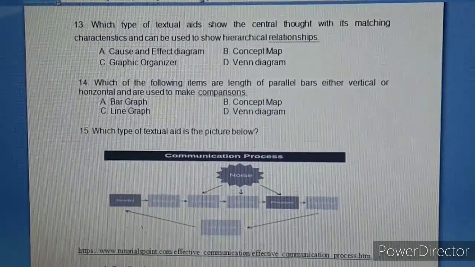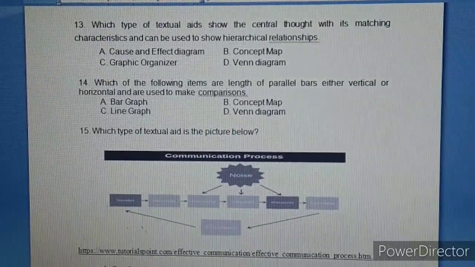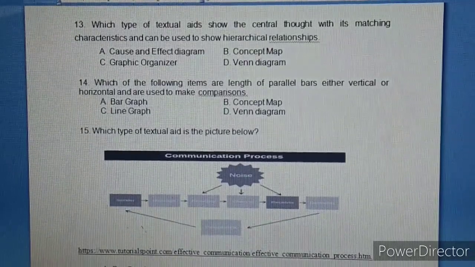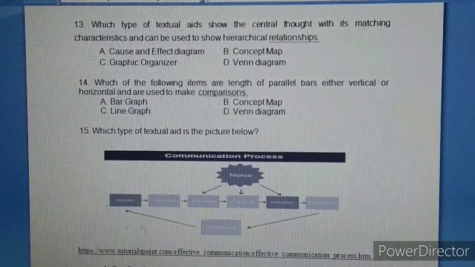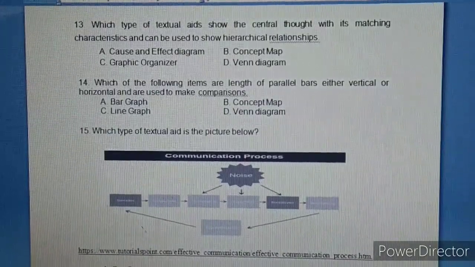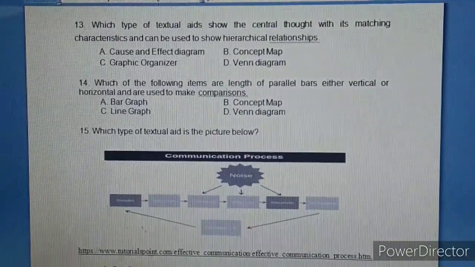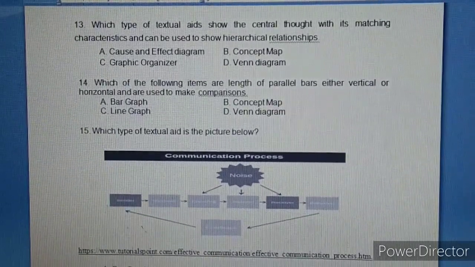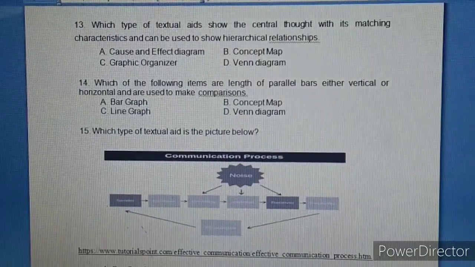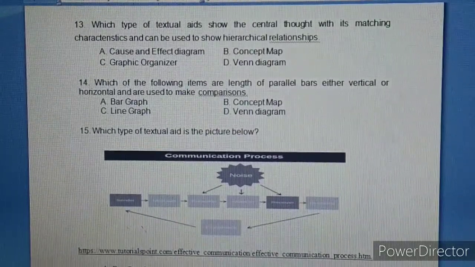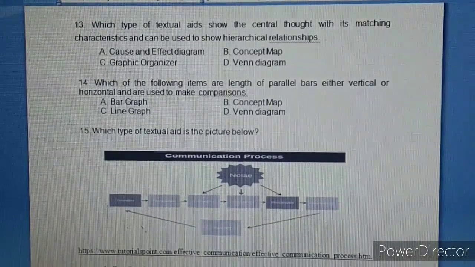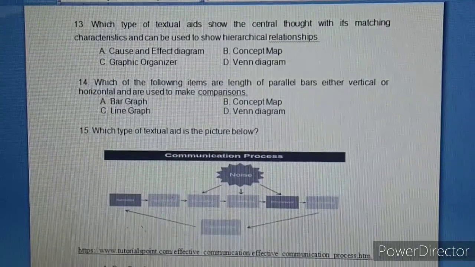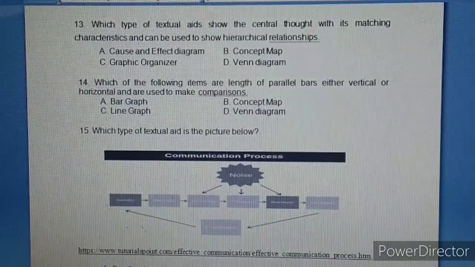Concept map. Number 14. Which of the following items are length of parallel bars, either vertical or horizontal, and are used to make comparisons? A. Bar graph. B. Concept map. C. Line graph. D. Venn diagram. Okay, the correct answer for number 14 is, of course, letter A. Bar graphs, from the words parallel bars. Okay, that's it. So let's move on to number 15.